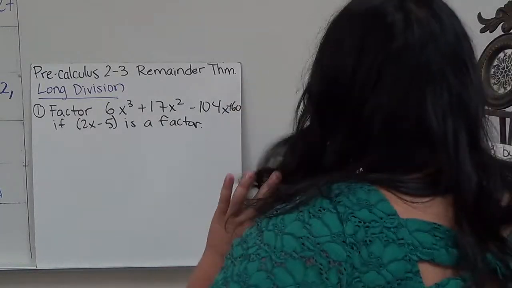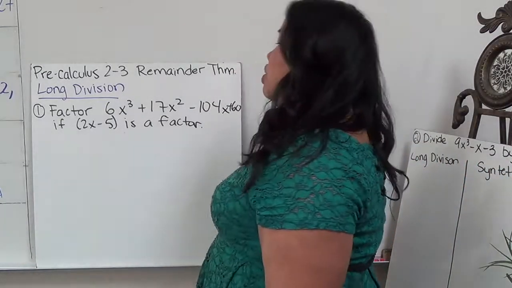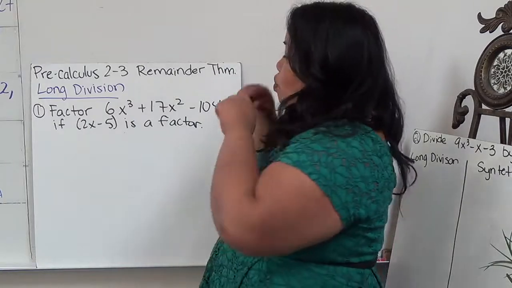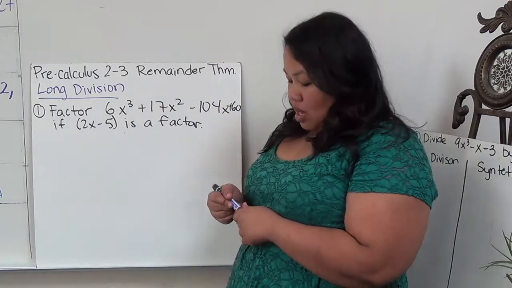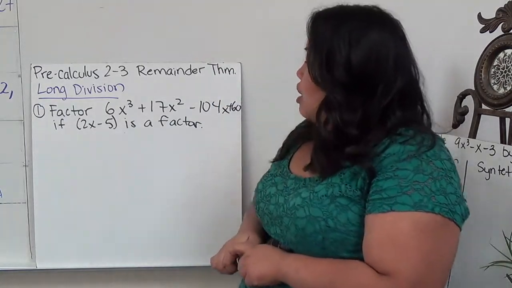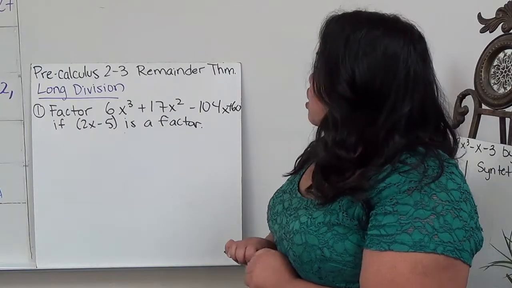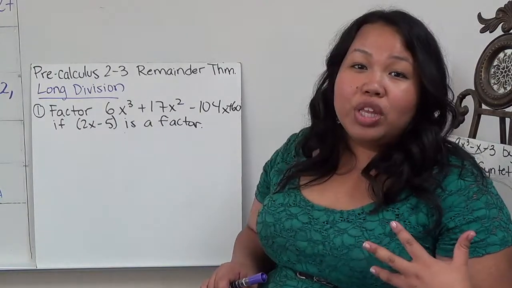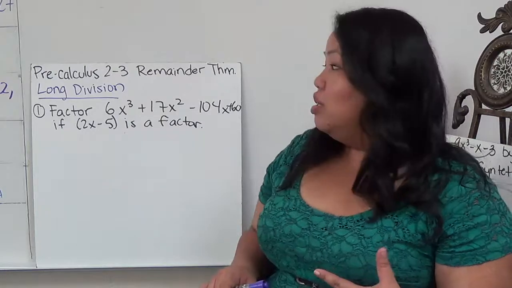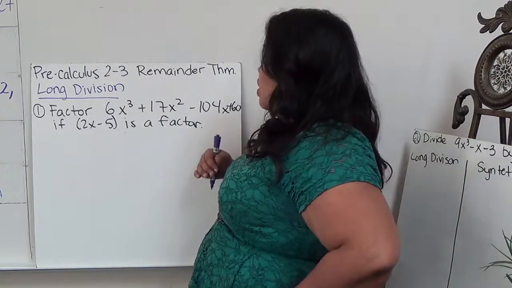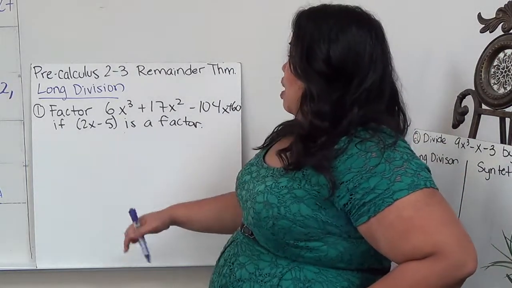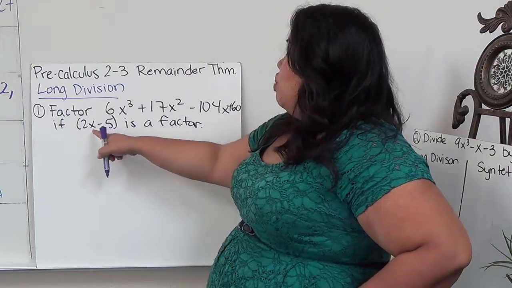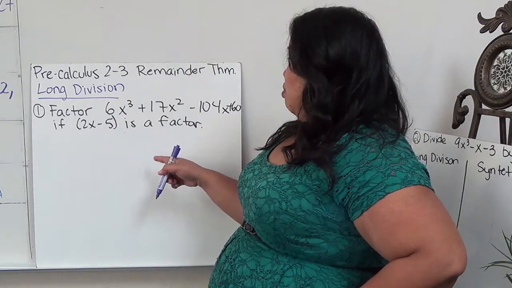In Precalculus 2-3, we're dealing with the remainder theorem. So we're going to start factoring bigger equations, equations that we couldn't really do with the methods we tried last section. They're going to give us a factor, and then we're going to finish it from there. So for example, is 2x minus 5 a factor?